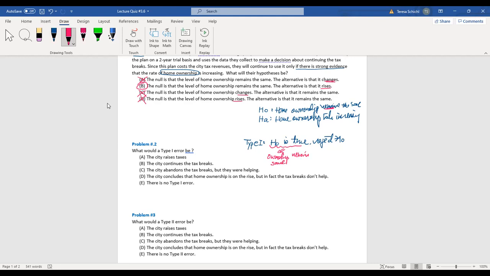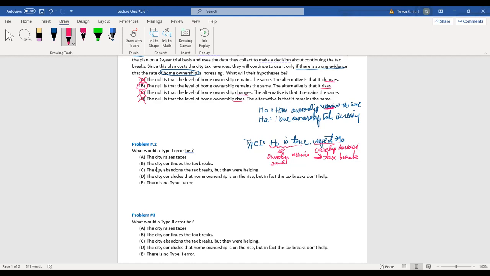Then what is reject here? Reject H0, then we say the ownership increased, right? So when I conclude an increase, what do I do? I give the residents a tax break. Now let's see which one matches these definitions.